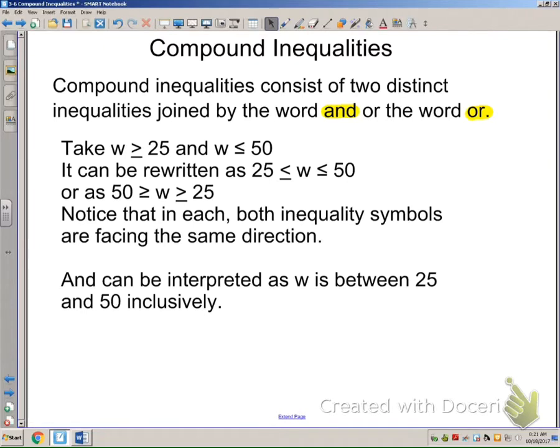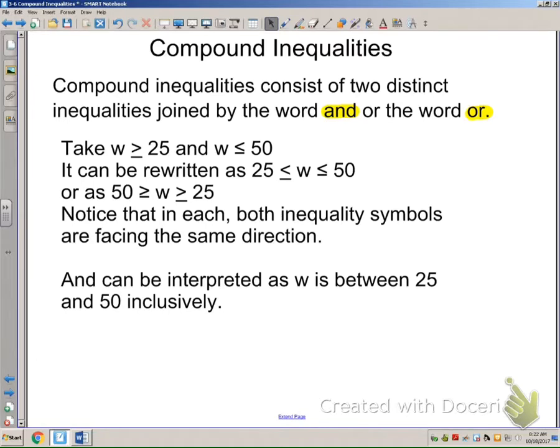Compound inequalities consist of two distinct inequalities, and they can be joined by the word and or the word or. So take W is greater than or equal to 25 and W is less than or equal to 50. We can rewrite this as W is in between 25 and 50. It's greater than or equal to 25 and it's less than or equal to 50. The way that we would read this is 25 is less than or equal to W, which is less than or equal to 50.